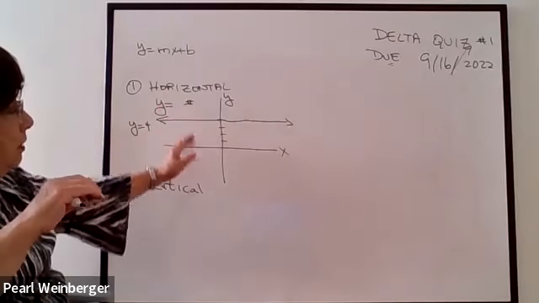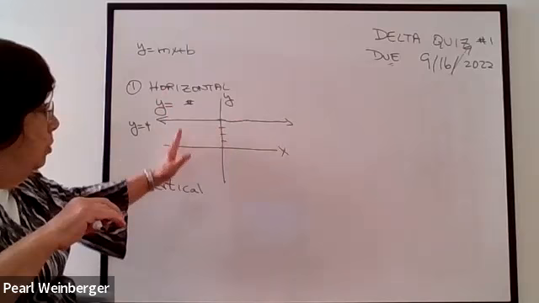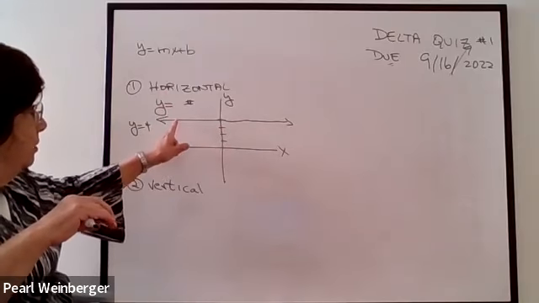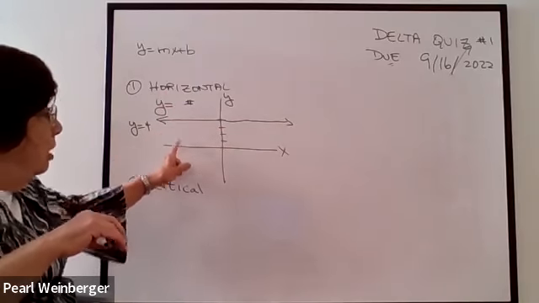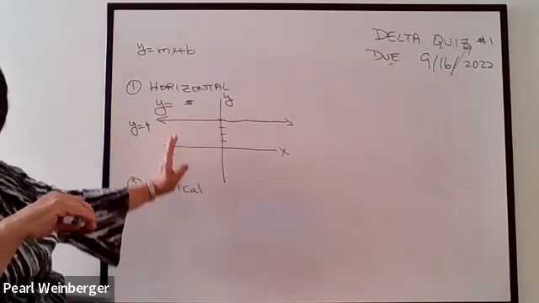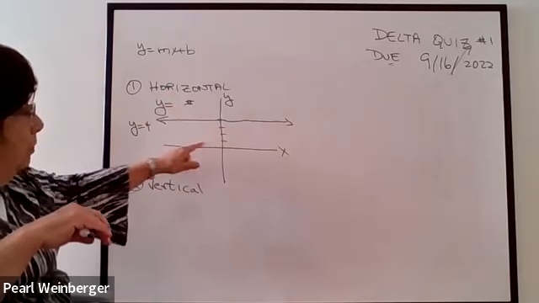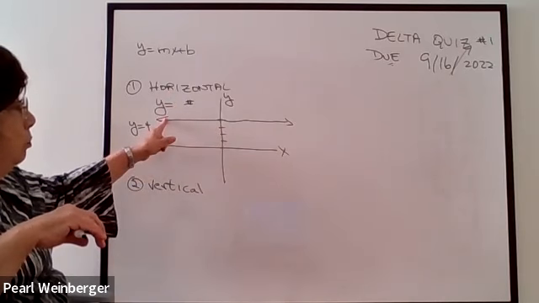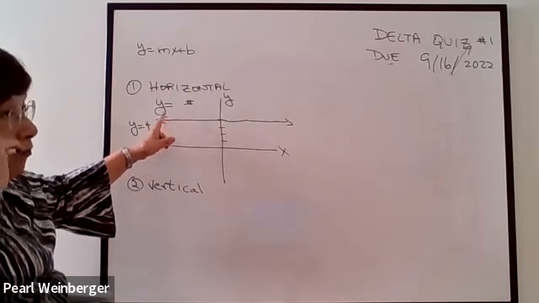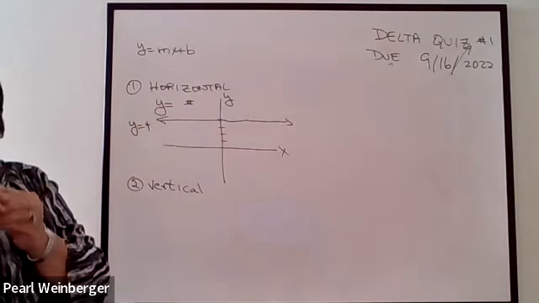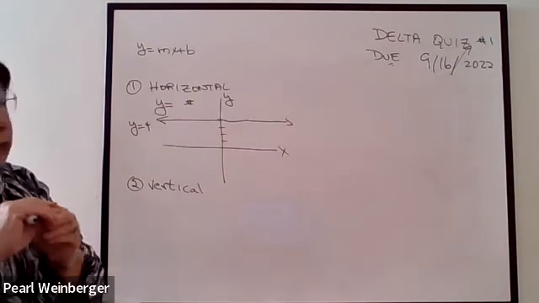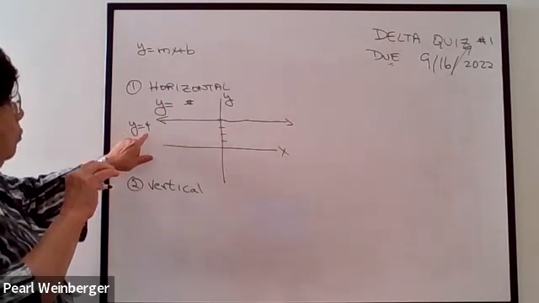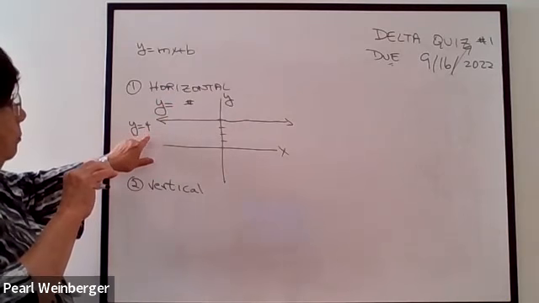And what that's telling you is no matter where you go on this line, its y value will always be 4 because you're always going up 4. You can go 7 to the left, but to get to the line, you'd have to go up 4. The y values on this line are all 4. Your equation is y equals 4.